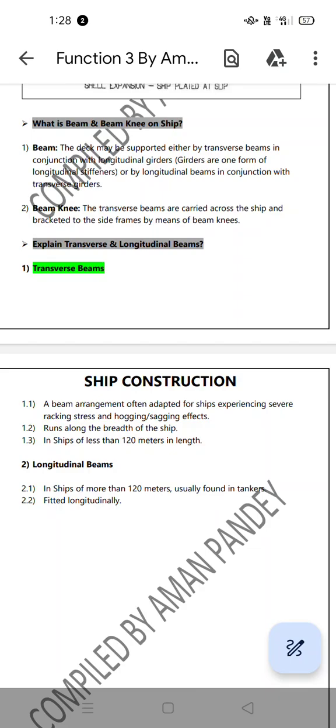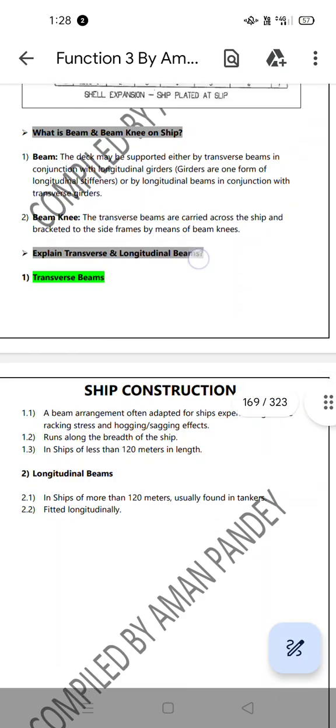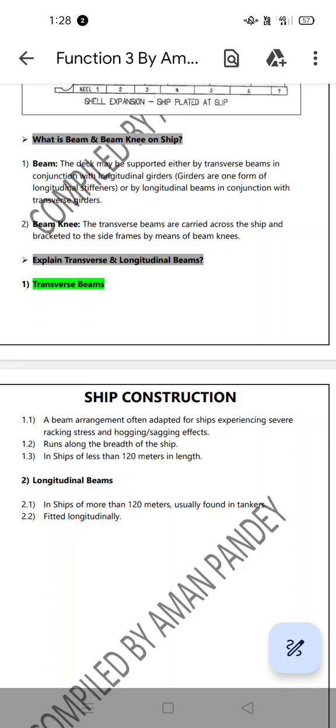Okay, so this is totally bullshit. I don't know. The deck may be supported either by transverse beams in conjunction. So if they are asking me about beams, then I have to use the word deck.